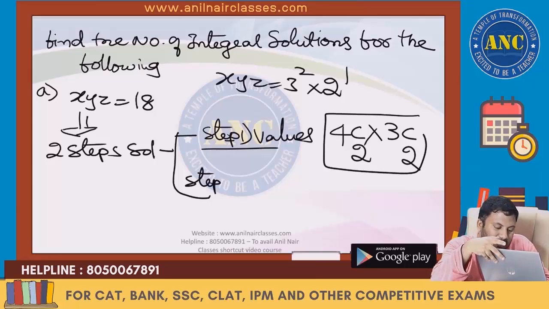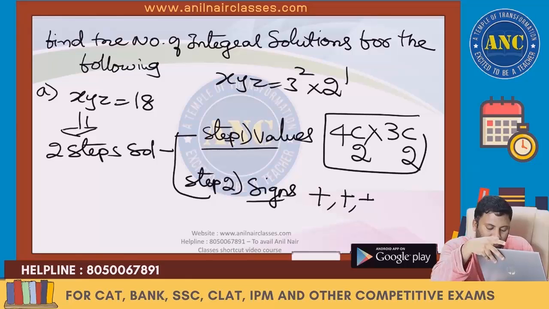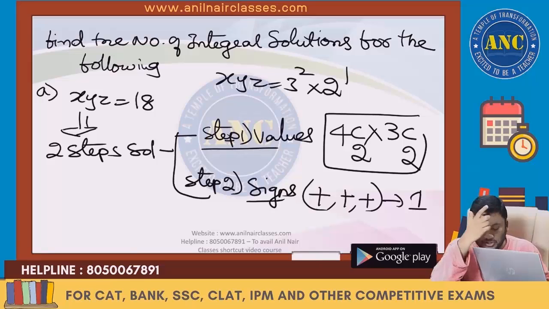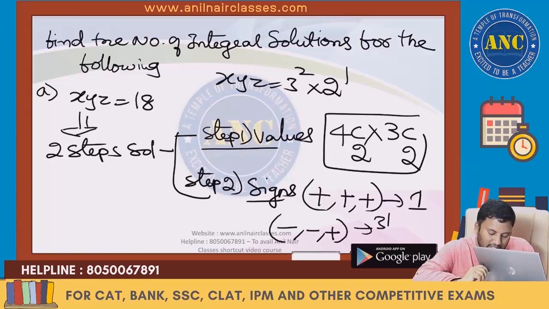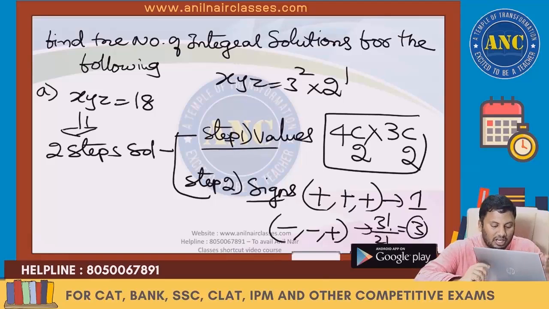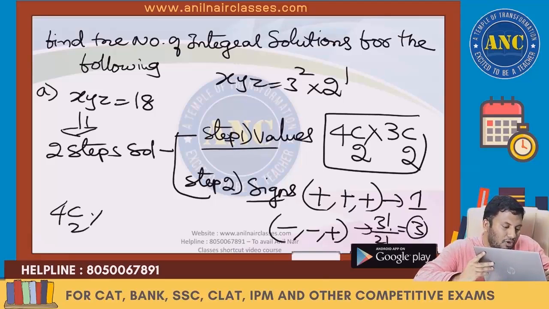Step 2 is signs. Because it is integer, we have to take signs. Positive into positive into positive is positive. 18 is positive. Negative into negative into positive is positive. 3 signs are there, 2 signs are negative, so it is 3C2. 1 plus 3, 4. So the answer is 4C2 into 3C1 into 4.